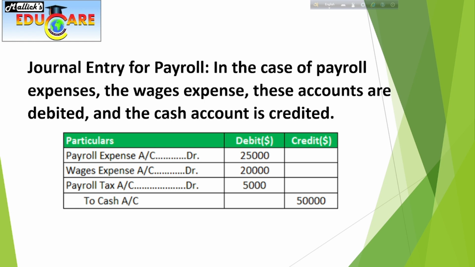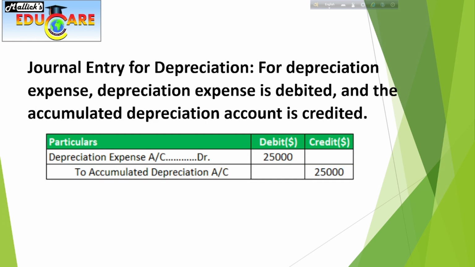Journal for payroll. In the case of payroll expenses, the wages expense account is debited and the cash account is credited. Payroll expenses 25,000: wages expense account debited 20,000. Payroll tax, that is tax deduction or withholding tax, whatever you call it, the payroll tax account debit 5,000, to cash account 25,000.